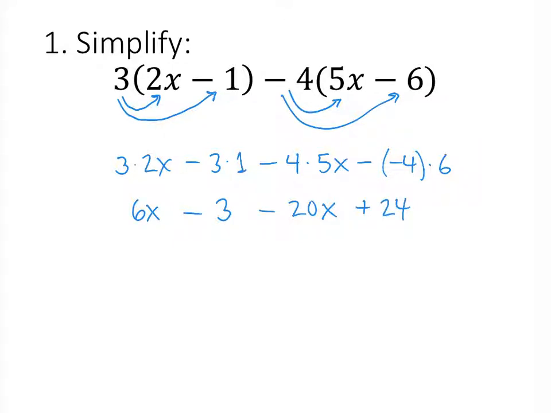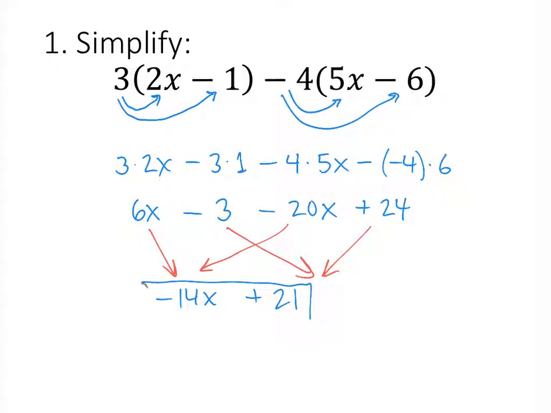And now we collect like terms. So the 6x minus 20x, that's going to give us negative 14x. 6 minus 20 is negative 14. And then minus 3 plus 24, that's going to give us plus 21. And so our final answer is negative 14x plus 21.